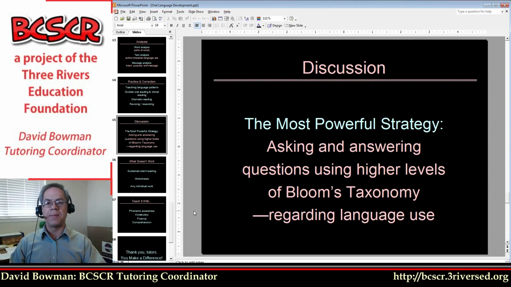But those all lead up to what is the most powerful strategy for helping students to develop their oral language skills, and that's discussion. And not just random discussion, but very specific guided instruction that allows students to answer and ask questions that reflect higher levels of Bloom's taxonomy. They're increasingly sophisticated questions and answers. Or if you're using depth of knowledge, that really helps students, that allows students to use the various realms within depth of knowledge.